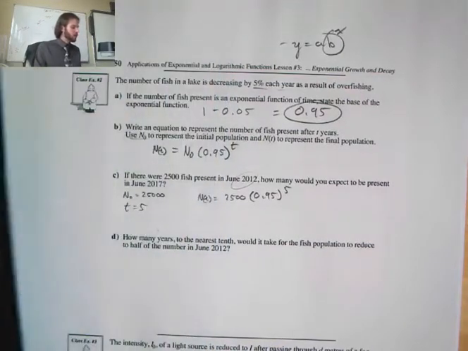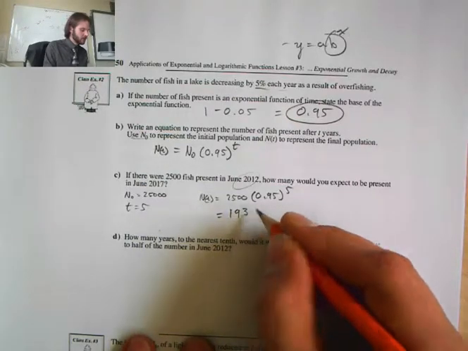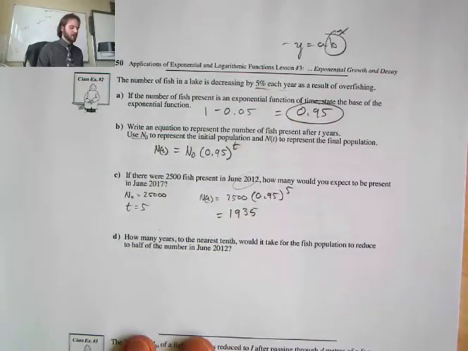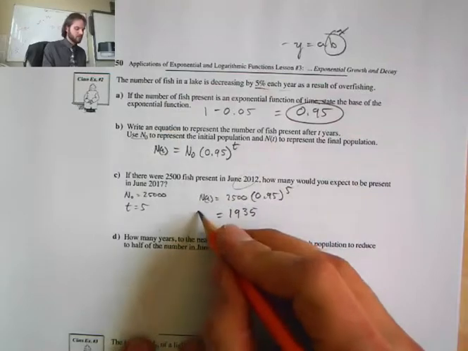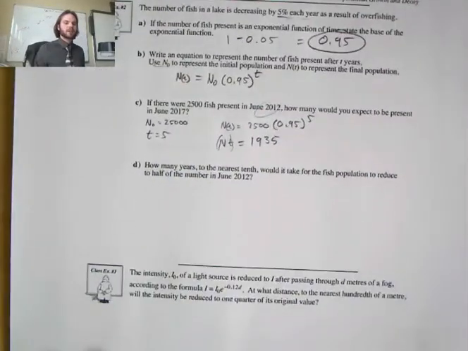And I'm going to end up getting 1,934. Now I'm going to say 35 because we can't have part of the fish. Okay? So there we go. Now let's take a look at D.